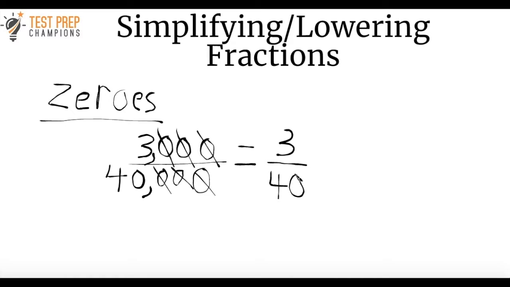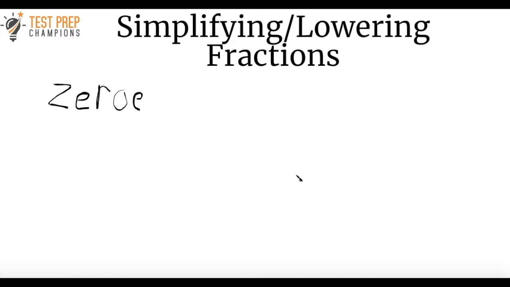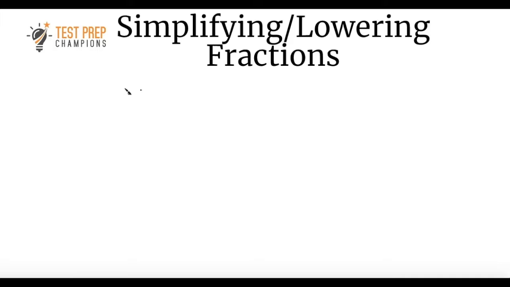That's an easy trick, and another trick is what I call the fives trick. I'm just going to write 5 here, and I'm going to put it in quotes. So the fives trick for simplifying or lowering fractions. Any number that ends with a 0 or a 5, you can divide both the top of the fraction and the bottom of the fraction by 5. Let me show you an example. This applies for numbers that end in 0 or 5.